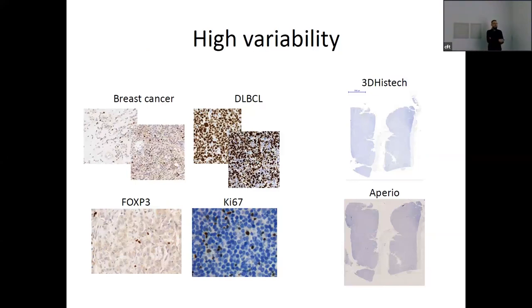But it's not an easy task because we have a high variability of different stainings, of different visual appearance of the tissue, because we have different diseases, different markers, and even when we use different scanners, the same slide could be seen very differently. This is not only the problem of white balance, but also the problem of color normalization.